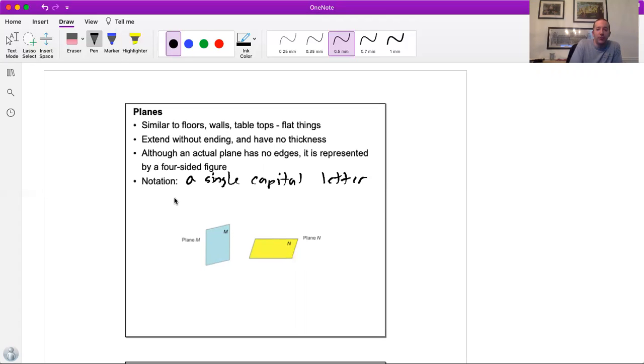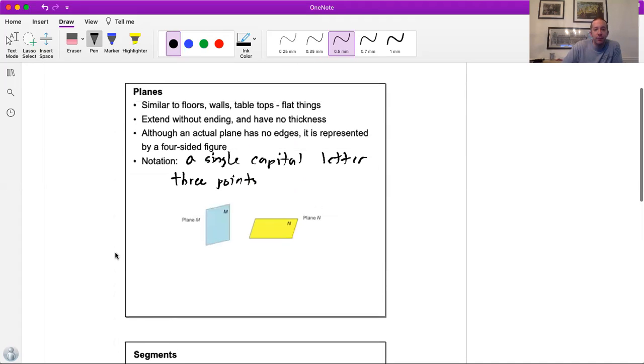You can also do these things with 3 points, and we're going to see that later. But any 3 points lie in a single plane, so you could use 3 points to identify this thing. There'll be an example of that later in the notes, but just know for a plane, which is just a big flat surface, the usual notation is either a single capital letter, like M or N, or 3 points that all land in that plane. So that's planes. So we got points, lines, planes.